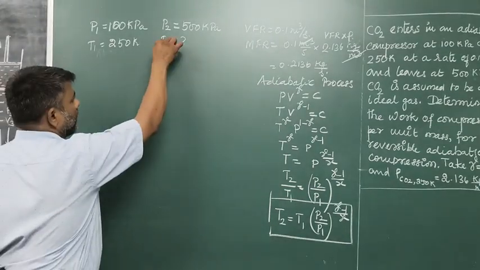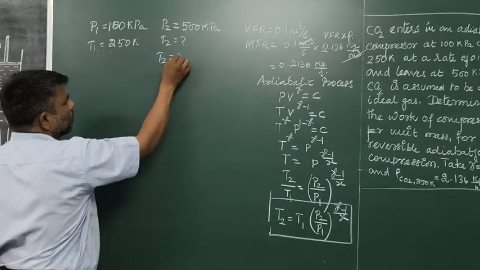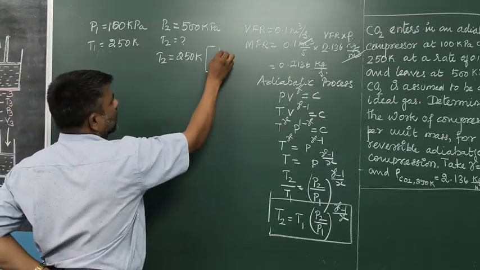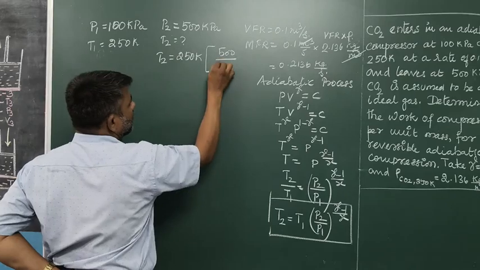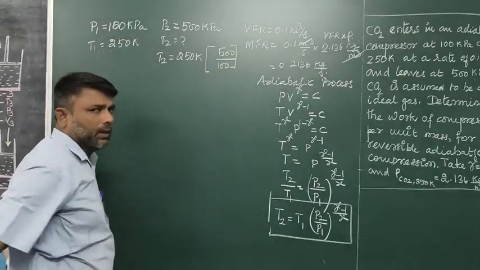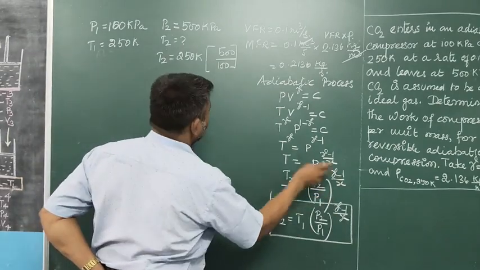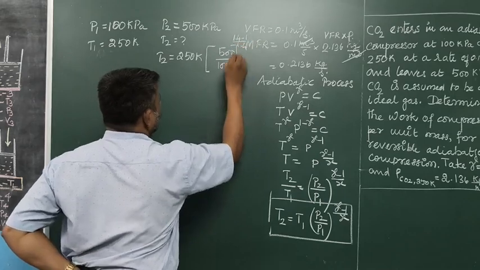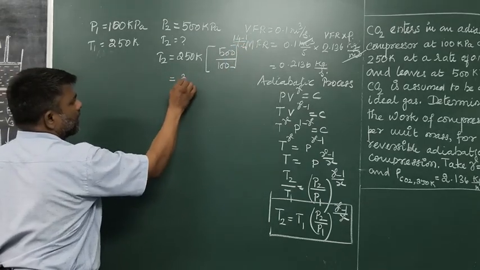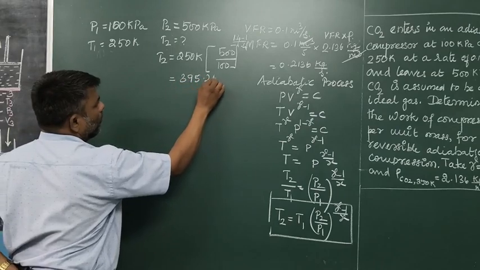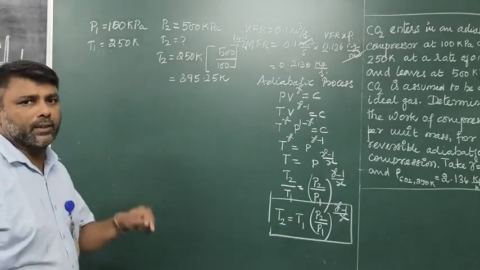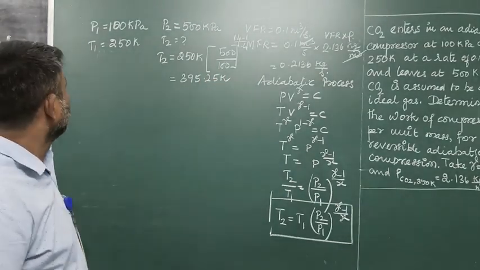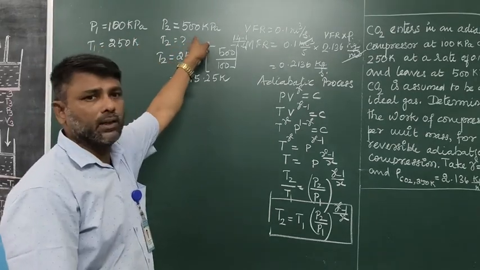Hence, now I am going to find T2. T2 is equal to T1, 250 degree Kelvin, into final pressure 500 kilopascal divided by initial pressure 100 kilopascal, to the power of gamma minus 1 divided by gamma, 1.4 minus 1 divided by 1.4. So the answer is 395.25 degree Kelvin. So final temperature was established. Initial temperature and final temperature are known. Initial pressure and final pressure are also known.